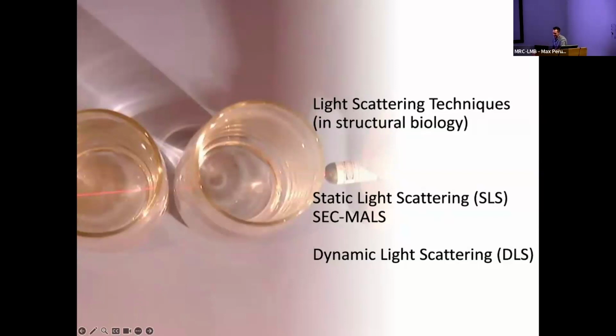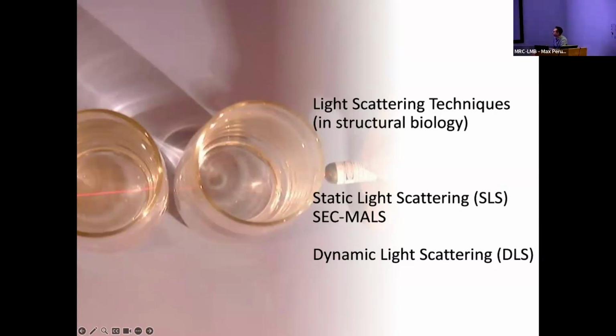Okay, let's get started. Today I'm going to talk about light scattering techniques, in particular in relation to how we use them in structural biology. The two main topics I'm going to discuss are static scattering, and that's using SEC-MALS, which you've probably heard of. This is a technique that we use a lot in the building. It's one of the most powerful techniques I think we've got in biophysics. And I'm going to finish with dynamic light scattering, which is one of the lesser used techniques, but still has some uses, so it's worth knowing about.